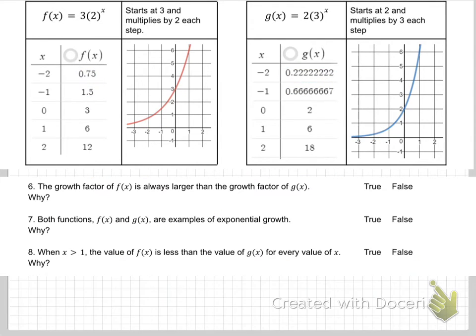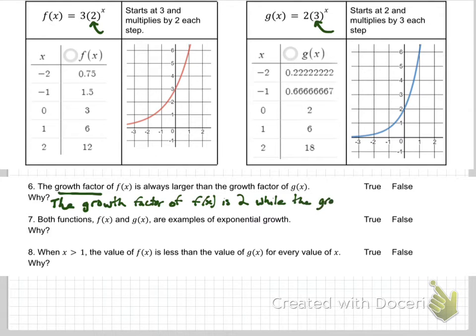For number 6, the growth factor is the number you're multiplying by over and over. So you see that's right here in the equation. F of x, that's 2. G of x, that's 3. The growth factor of f of x is 2, while the growth factor of g of x is 3. That means that this statement is false.